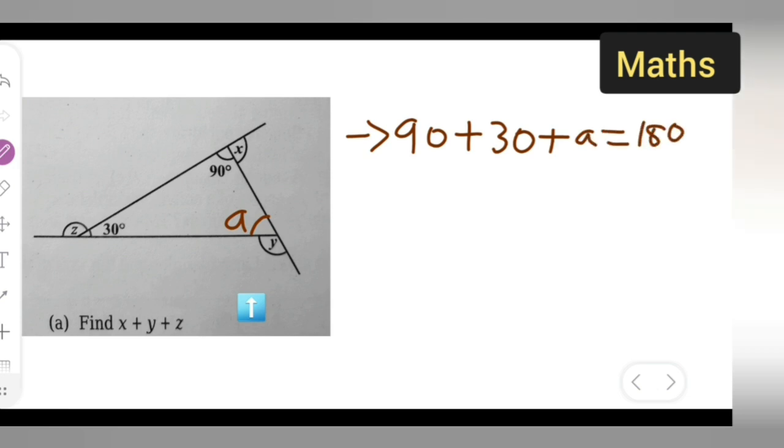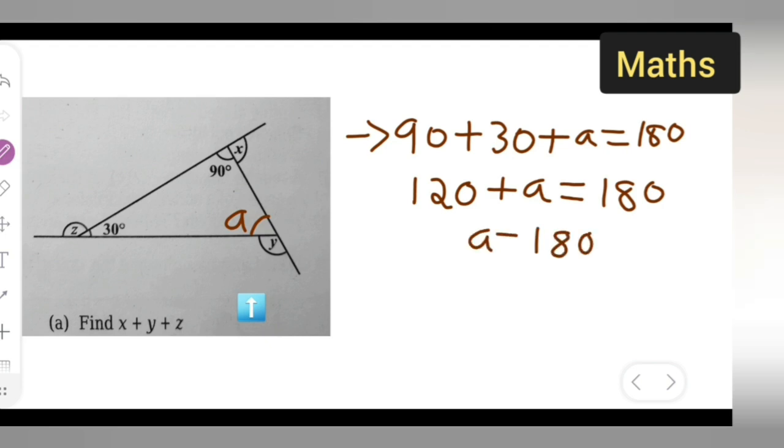So I can add this, you will get 120 plus a is equal to 180. Now a is equal to 180 minus 120. What will be your answer? A is equal to 60 degrees. Now we got a to be 60 degrees.